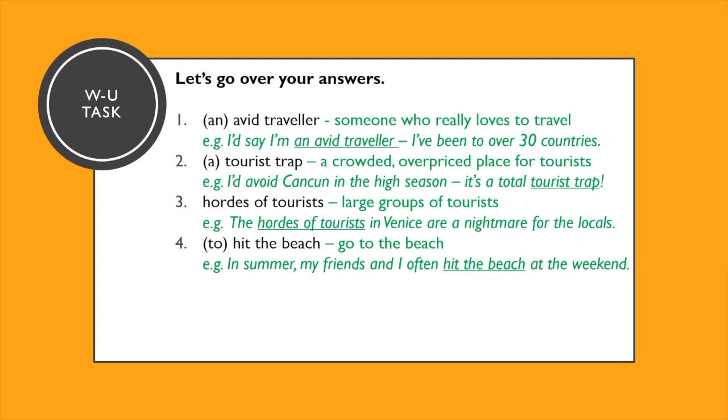And finally, to hit the beach. So this is just an informal way of saying that you go to the beach. So an example, in summer, my friends and I often hit the beach at the weekend. As you can see, all of my examples are personalized. They are all true based upon my personal experiences or my opinions. This makes it easier for you to remember the meaning of the word if they are relatable to you personally.